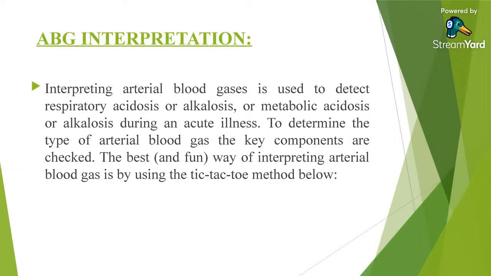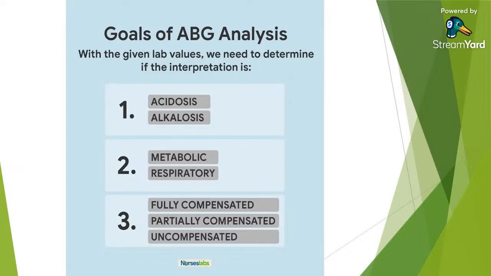Now, we will start with ABG interpretation. Interpreting ABG is used to detect respiratory acidosis or alkalosis or metabolic acidosis or alkalosis during an acute illness. To determine the type of arterial blood gas, the key components are checked. The best and fun way of interpreting arterial blood gas is by using the tic-tac-toe method below.